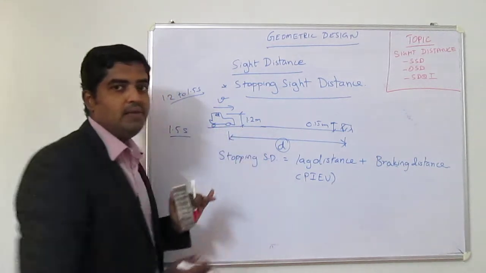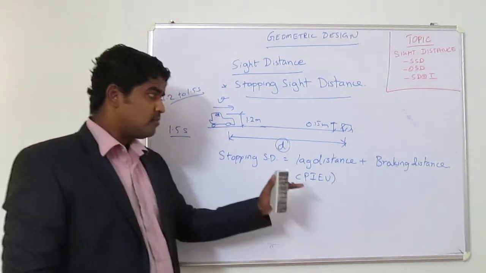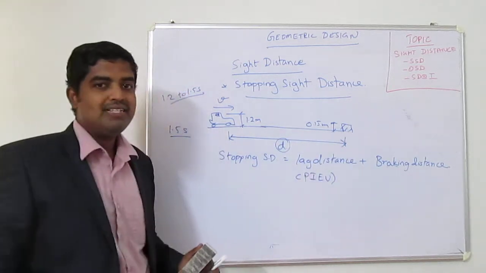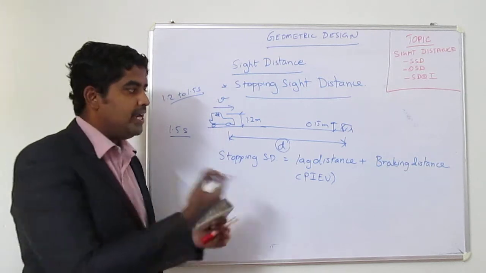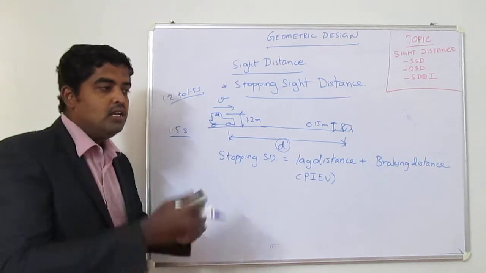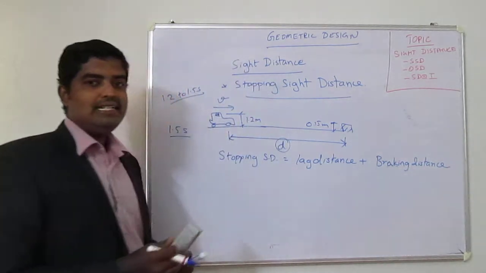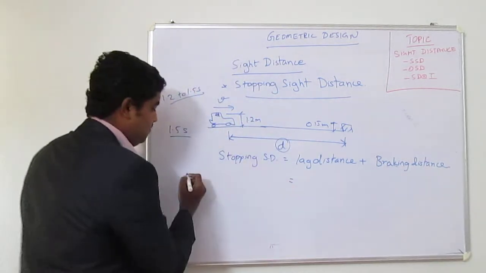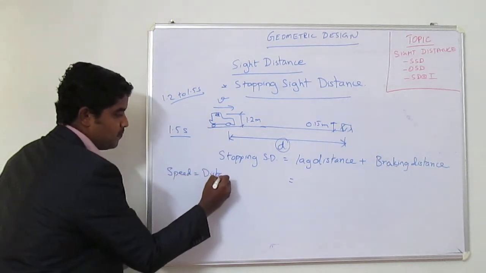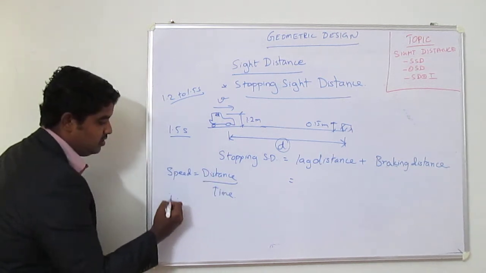During that time, the vehicle may move some distance. And after applying the brake, the vehicle will move some other distance. That is known as the braking distance, based on the efficiency of the brakes. Once the driver presses the brake pedal, what distance is traveled, right? Here the lag distance is nothing but, you know the basic formula, speed equals distance by time. So distance is equal to speed into time.